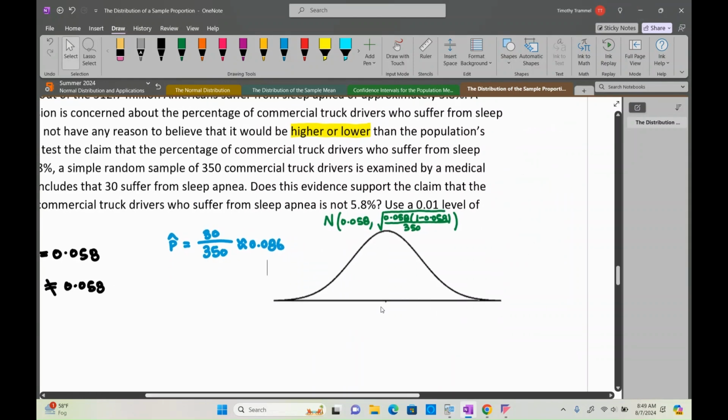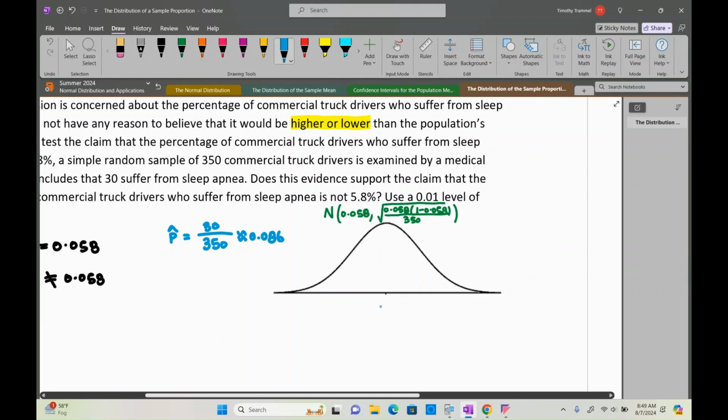There we go. So on this picture here, that's going to be off to the right. Now, we didn't know we were going to land, or we didn't suspect that we would land over here on the right. Okay. So what we want to do is also shade the other side.